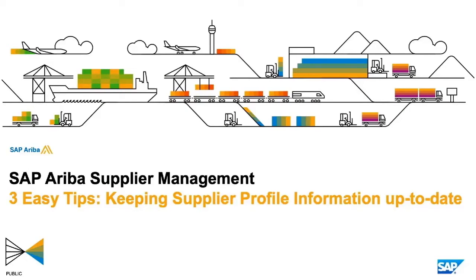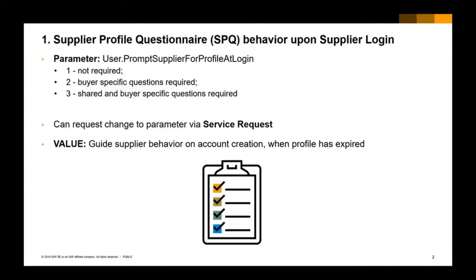Hello everyone, and today I'll be talking about 3 easy do-it-yourself tips for keeping supplier profile information up to date. The first is actually what we call system parameter.